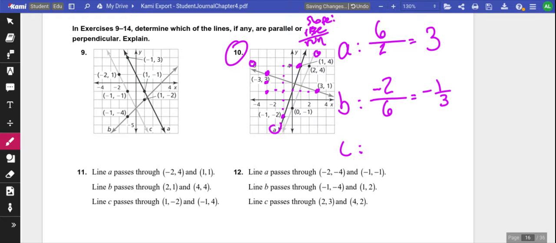Okay, so right away we see A and B. Those look like negative reciprocals, but let's check really quick.